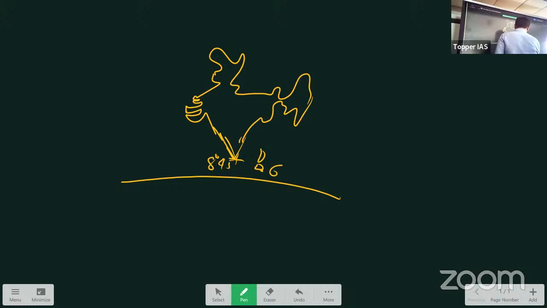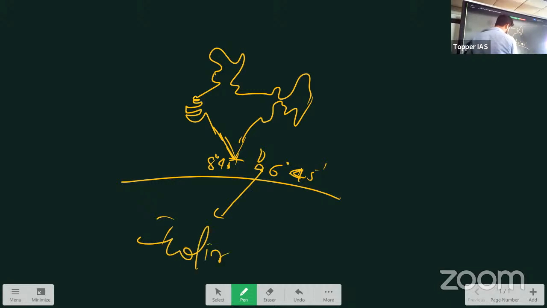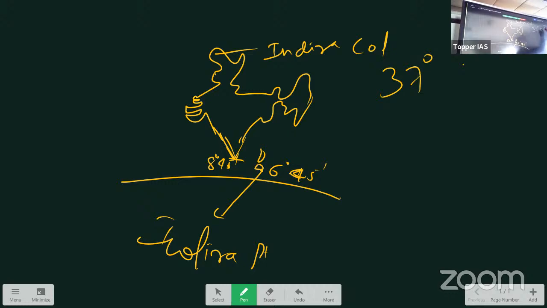That starts from 6 degree 45 minutes. So India's southernmost point is Indira Point. This is called Indira Point. Indira Point starts from 6 degree 45 minutes, and the last point is here, Indira Col, at 37 degree 6 minutes.